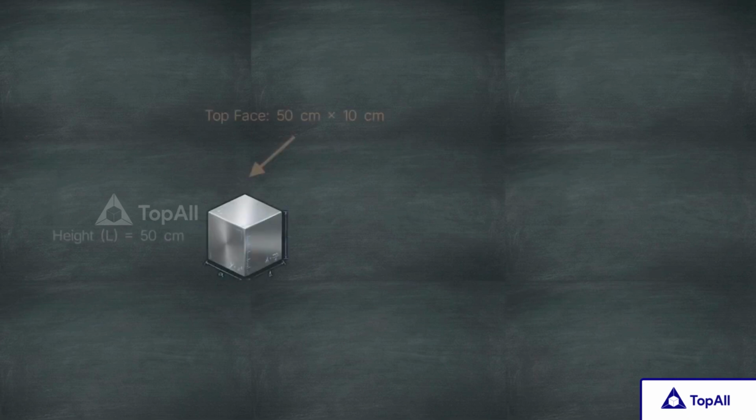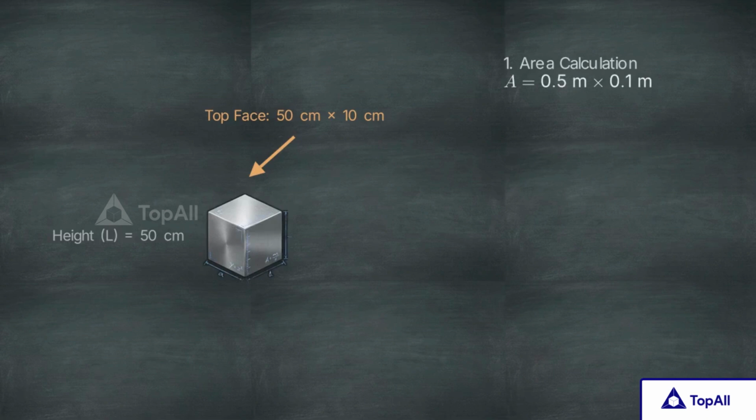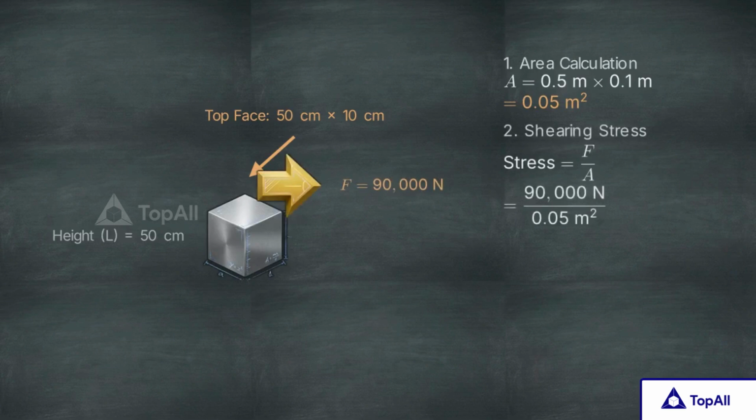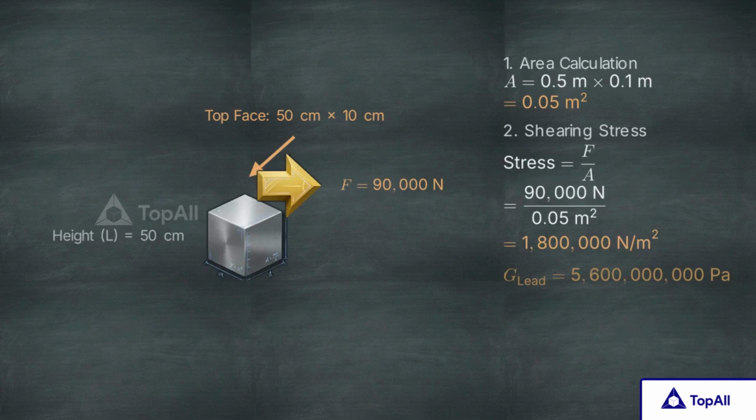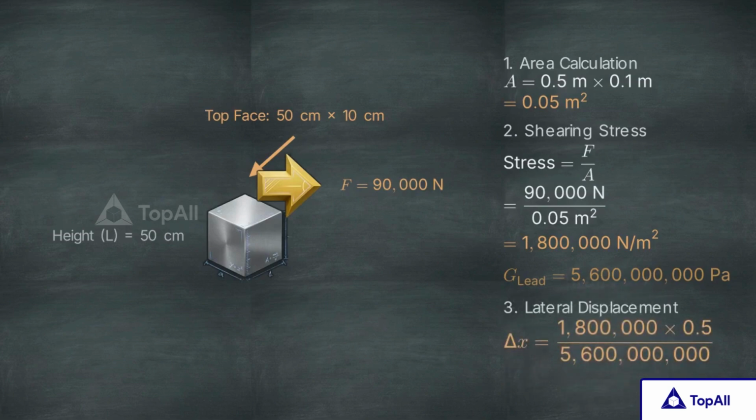First, we calculate the area of the face receiving the force. 50 centimeters by 10 centimeters gives us 0.05 square meters. Dividing 90,000 newtons by that area results in a shearing stress of 1.8 million newtons per square meter. Next, we use the shear modulus for lead, which is 5.6 billion pascals. We plug the stress, the height of the slab, and the shear modulus into our displacement formula.